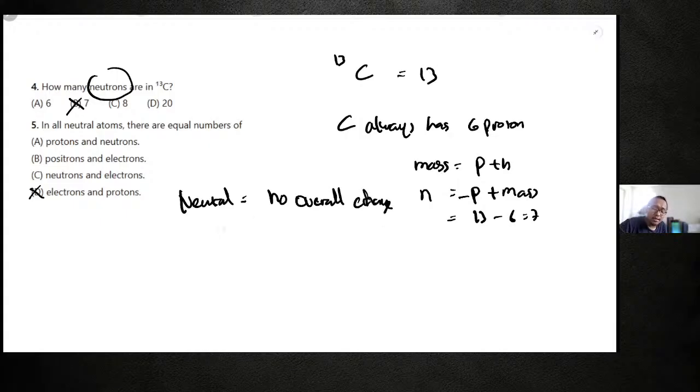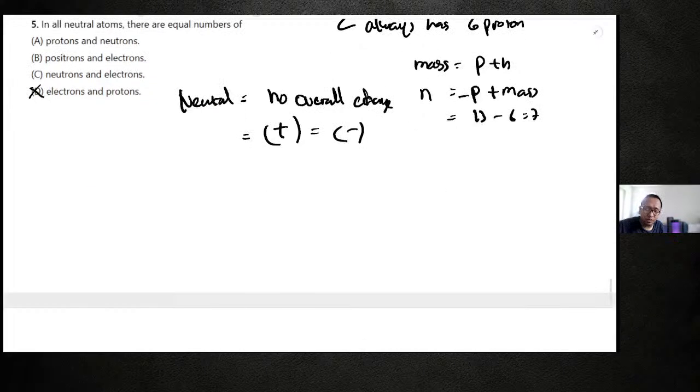And then this happens when the positive and negative charges are balanced. The positive is balanced with the negative charge. So the correct answer should be D, right? This is very easy. And then we move on to another question again.